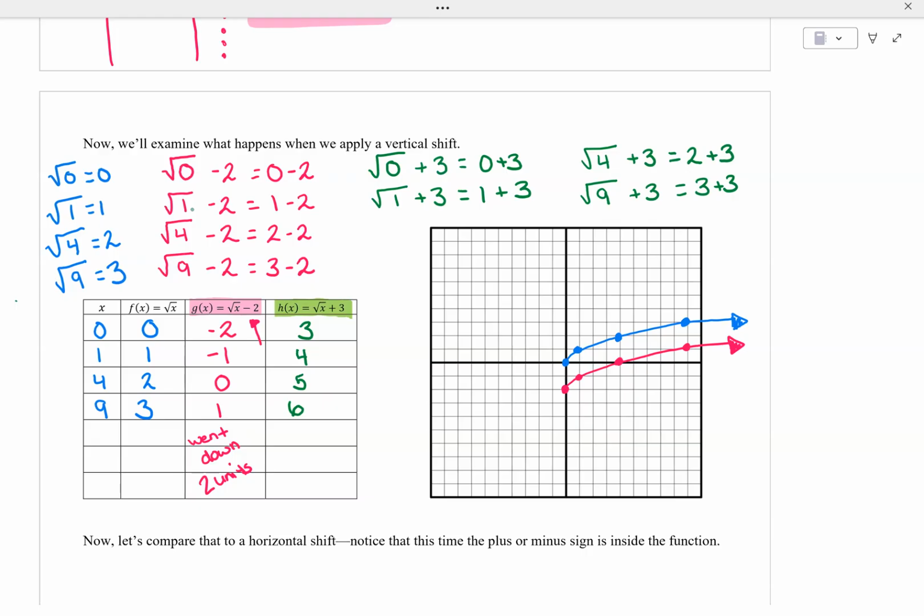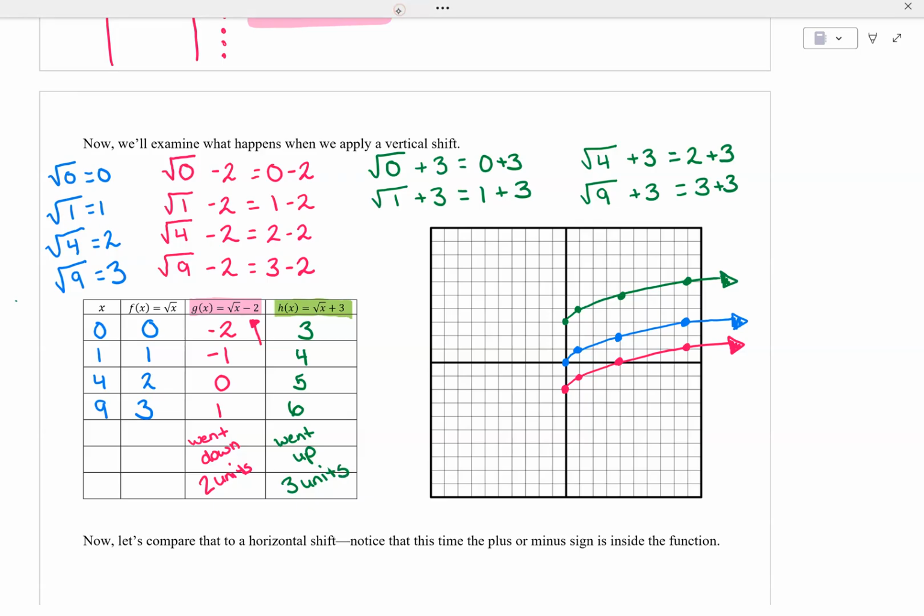So notice what happens now. We have 0, 1, 2, 3. We have 1, 4. We have 4, 5. And then we have 9, 6. So there's our graph. So notice from the blue graph, we went up 3 units.